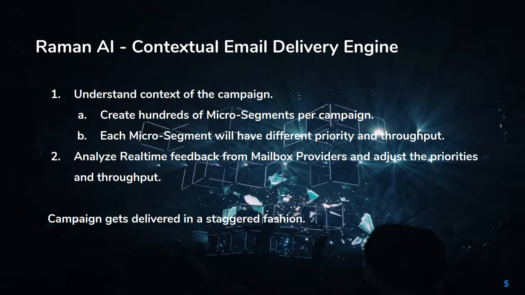The real-time feedback from the mailbox providers, which is by default given to the MTA, is fed in real time to Raman's AI engine, and this feedback is also read for any adjustment in throughputs and data priorities, etc. It is humanly impossible to keep track of thousands of IPs and customers and adjust delivery accordingly. Hence, it has to be AI.